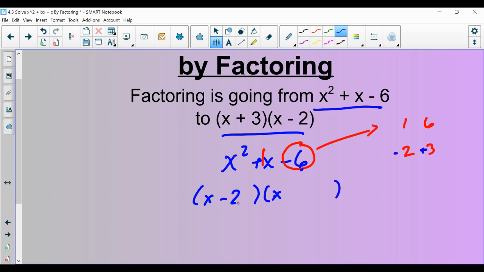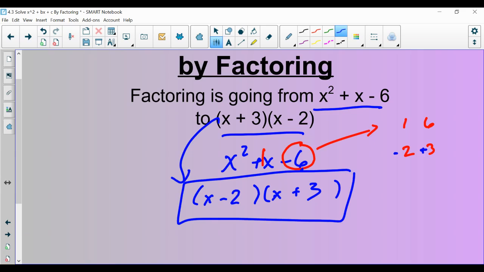So what goes in the parentheses here is going to be negative 2 and positive 3. You'll notice I have a different order to what I said the answer was, but that order doesn't matter. What matters is that the positive sign is associated with the 3 and the negative sign is associated with the 2. Here's my solution.